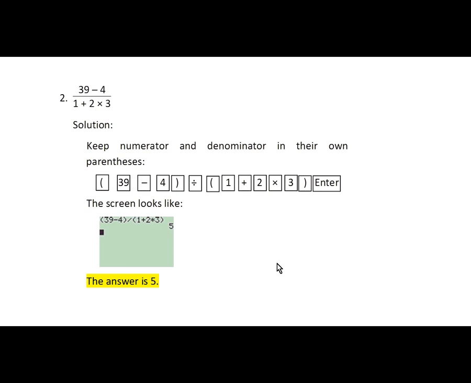Again, these aren't difficult problems. They're just to make sure that you can get your calculator to calculate correctly.